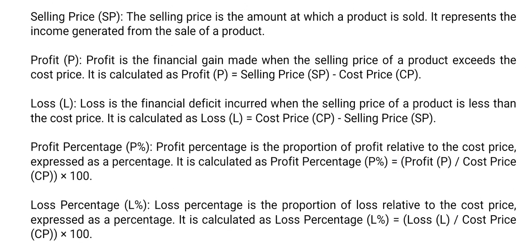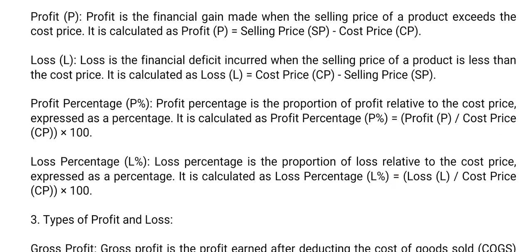Profit is the financial gain made when the selling price of a product exceeds the cost price. It is calculated as profit is equal to selling price minus cost price. Then loss. Loss is the financial deficit incurred when the selling price of a product is less than the cost price. It is calculated as loss equal to cost price minus selling price.